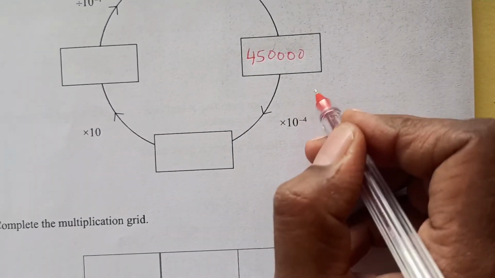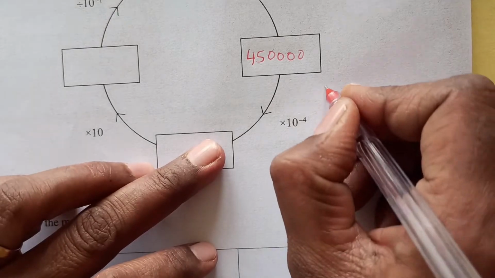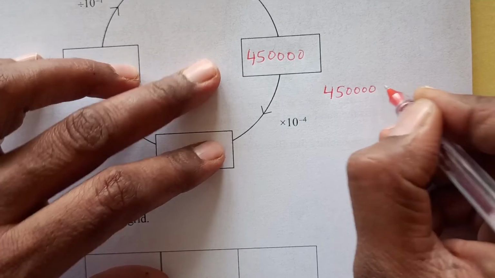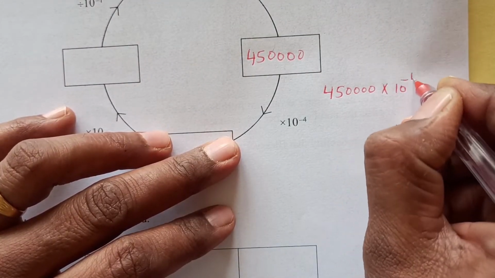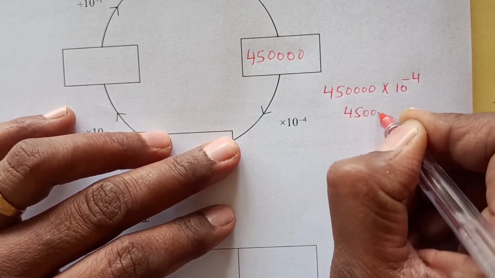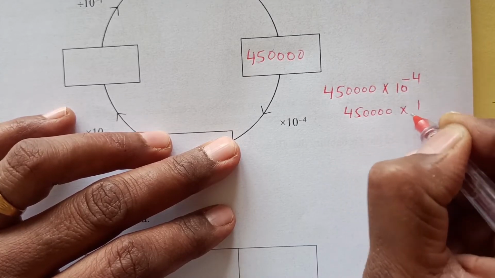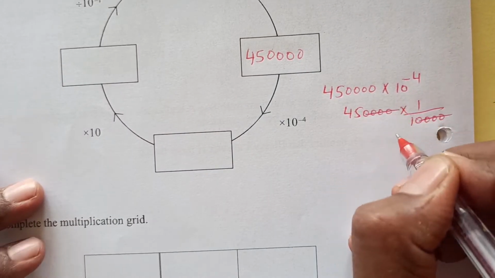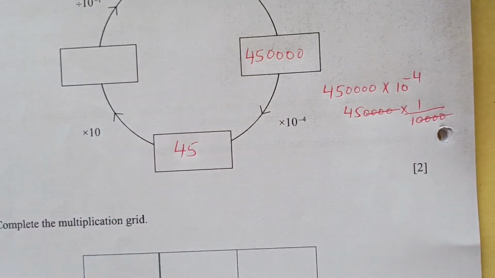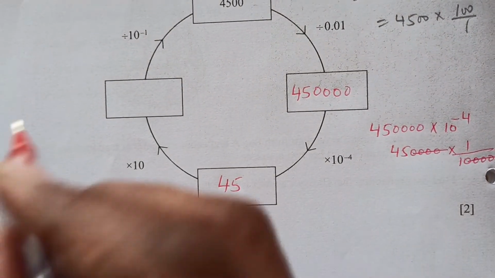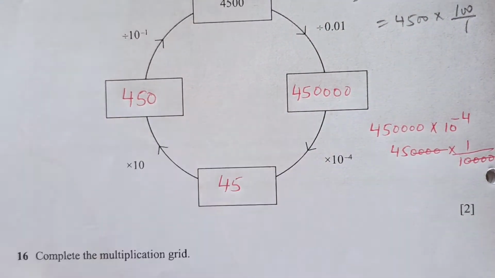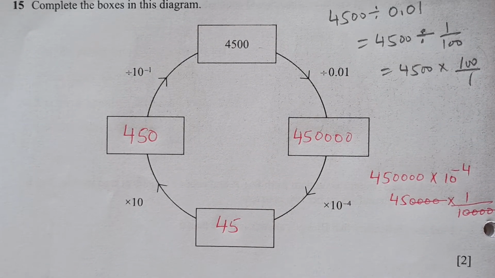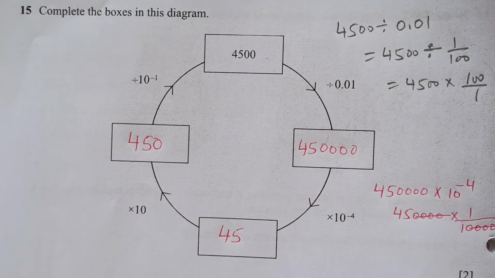Now from here we have 450,000 times 10 to the power negative 4. That means 450,000 times 1 over 10,000, four zeros. These four zeros get cancelled with this, so we have 45 here. Now 45 times 10 is 450. You see, it looks complicated, but when you do the calculation with logic, it's not that hard.